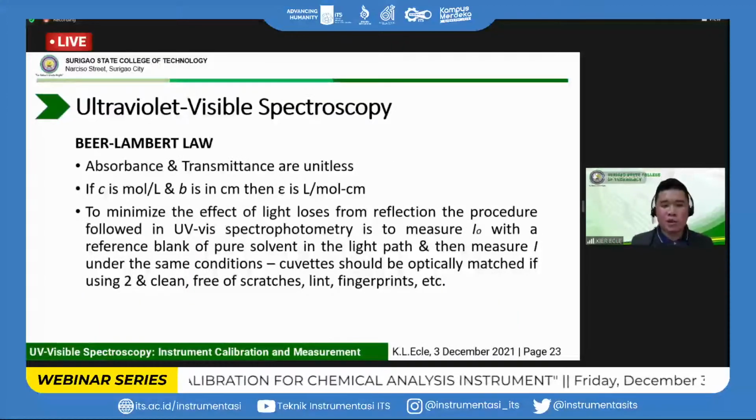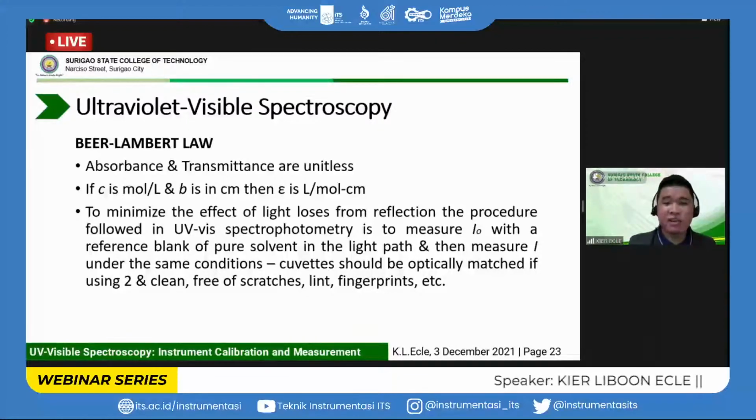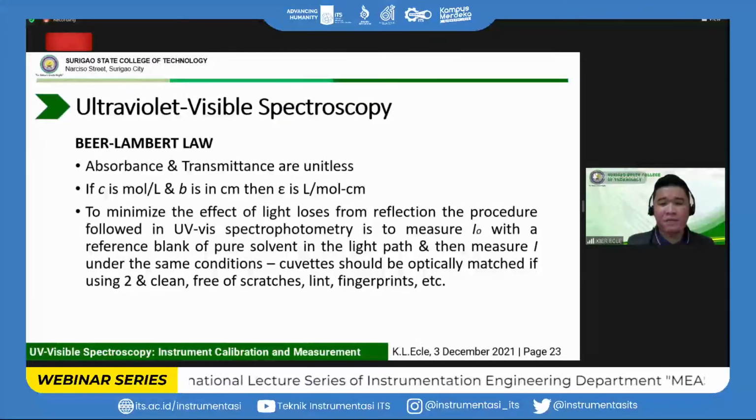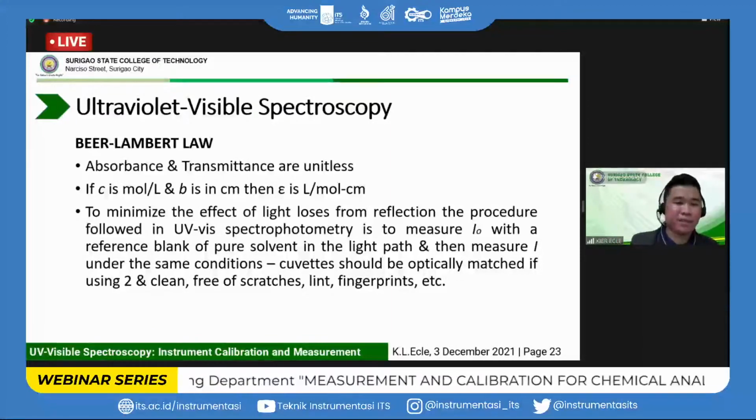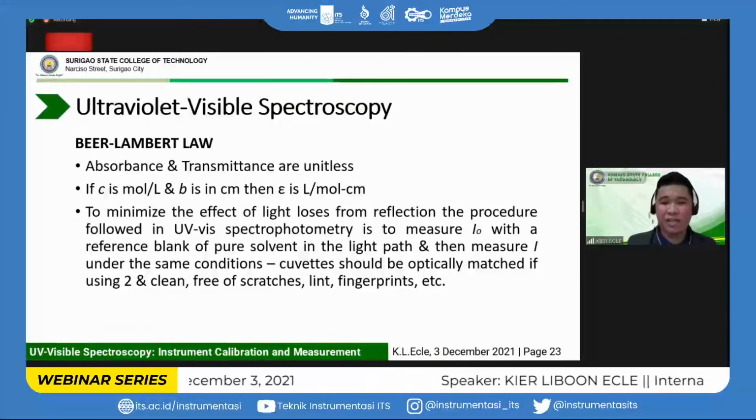Okay, so absorbance and transmittance are unitless if C is in mole per liter and b is in centimeters. Then your molar absorptivity, represented by epsilon, is liter over mole times centimeter. That's why absorbance and transmittance are unitless, because these units will cancel when you calculate the absorbance and transmittance using the formula.